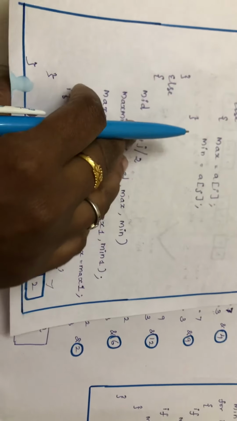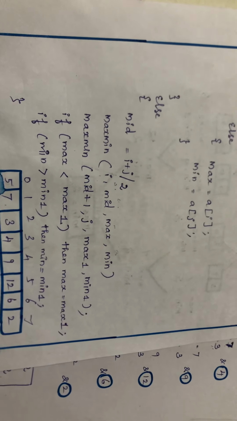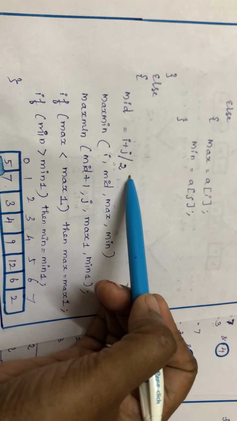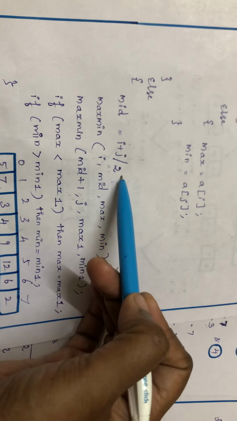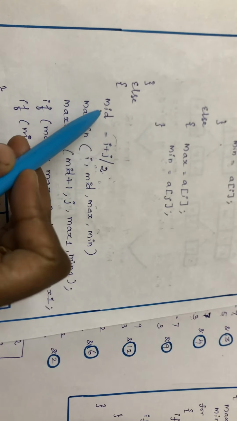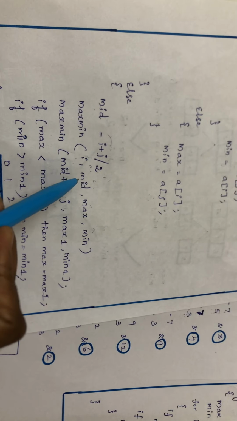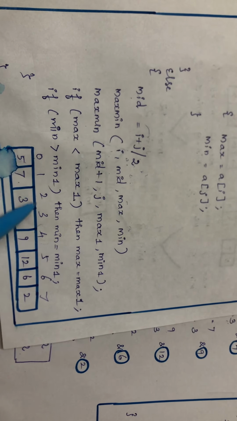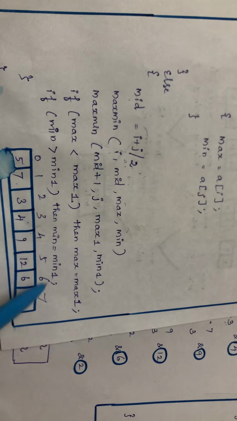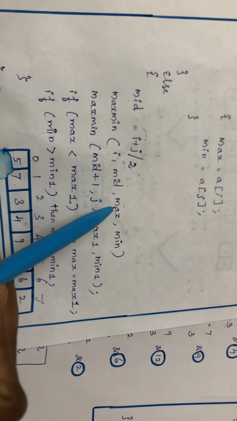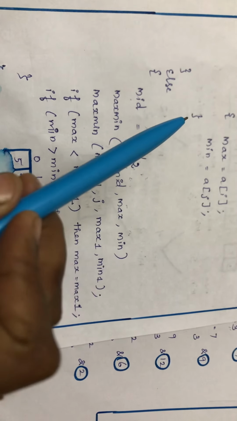In the else case, when more than two elements appear, the divide and conquer method will be applied. The problem will be divided into two parts, using mid equal to i plus j divided by 2. Find the mid value. The problem is divided into two parts, the left part as well as the right part. Here the mid value is 3. 0 to 3 is one part, then 4 to 7 is the other part. So here 0, 3 will be passed as arguments.